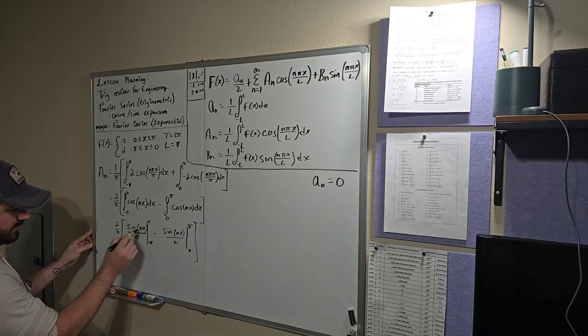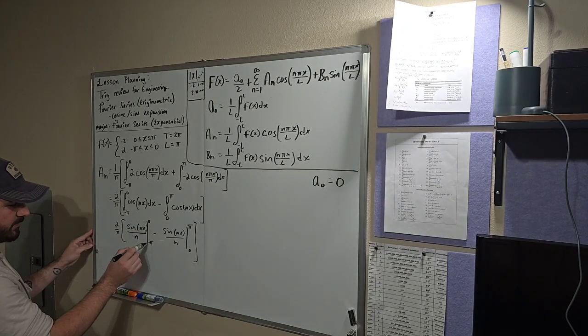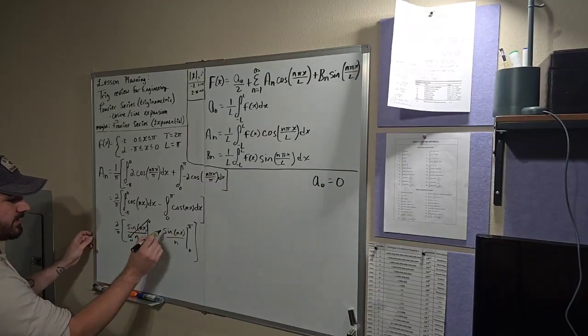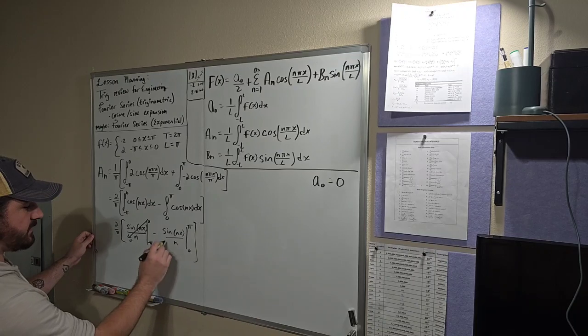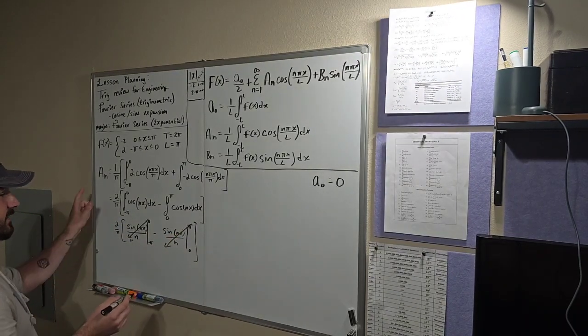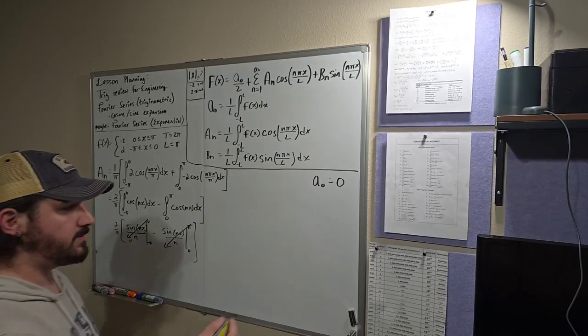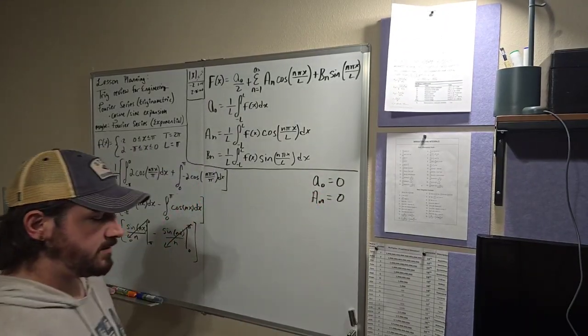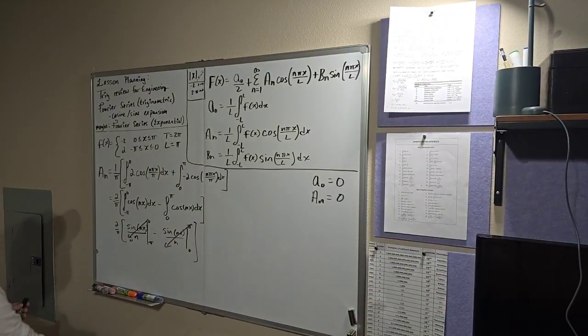When we plug in 0, sine of 0 is just 0. When we plug in negative pi, sine of negative pi is 0, so this whole thing goes to 0. And then sine of pi is 0, and sine of 0 is 0, so this is 0. So 0 minus 0 is 0, 0 times this is 0, so a of n also equals 0. Okay, so that matched exactly what we expected when we were talking about how this was an odd function.